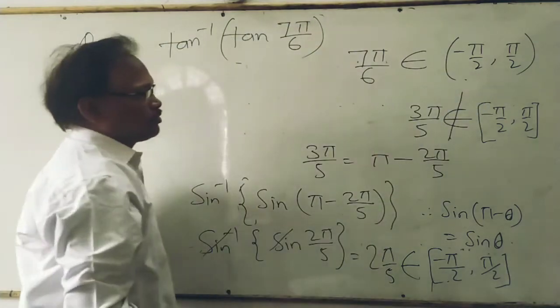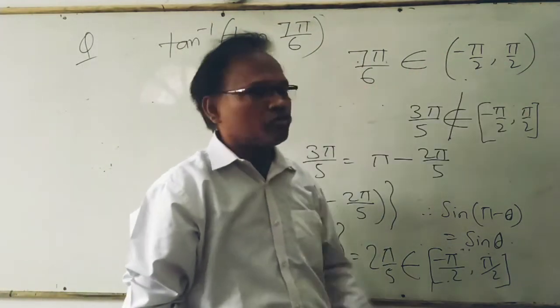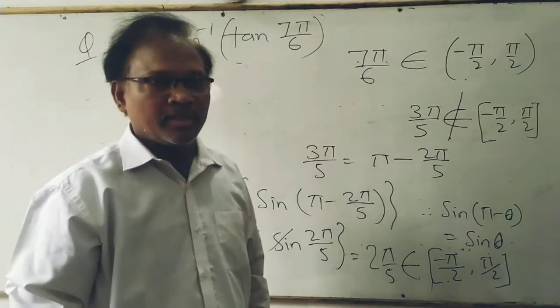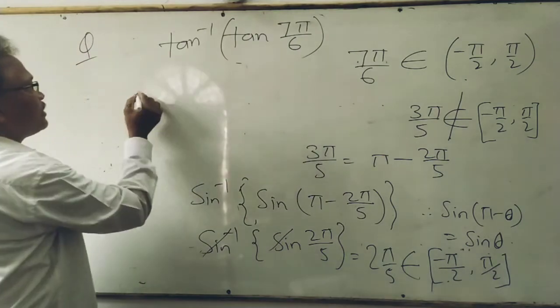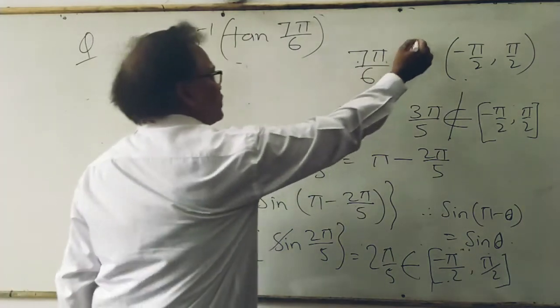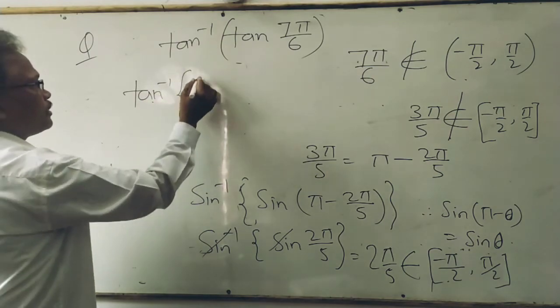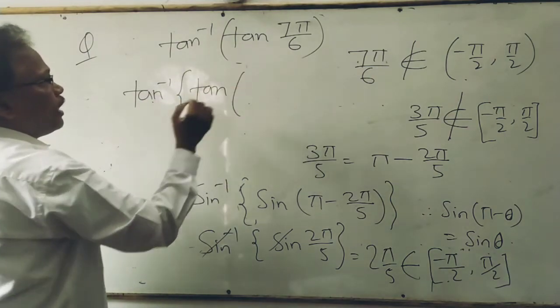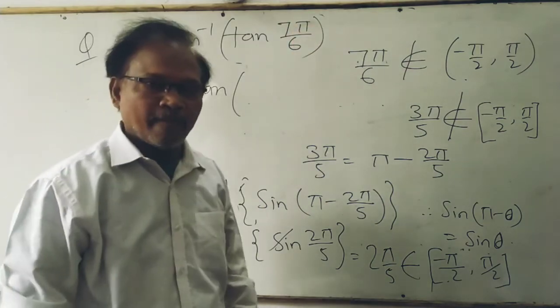Again the range in open bracket, whether it belongs to minus pi by 2 to pi by 2. No, it does not belong. तो जब ये belong नहीं कर रहा है तो इसको हमें चेंज करना पड़ेगा. तो इसको हम लिख देते हैं does not belong. Tan inverse tan, how you will break this 7 pi by 6.